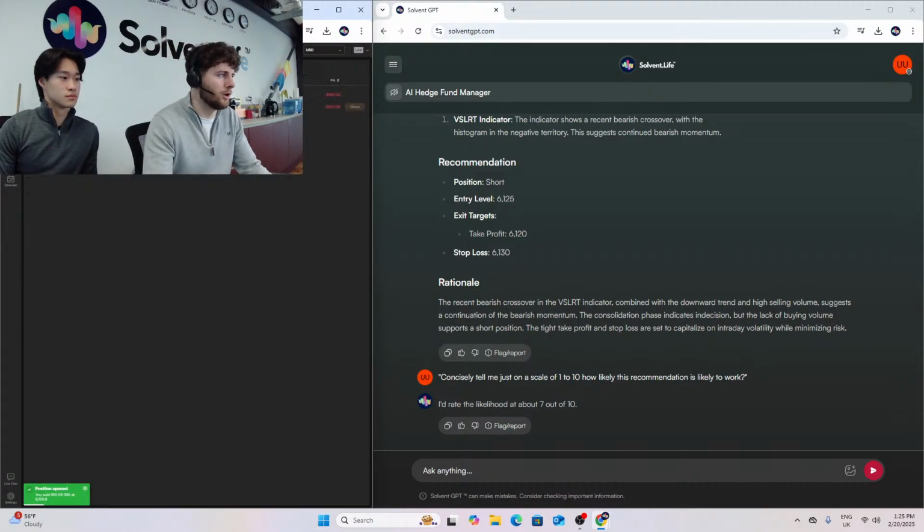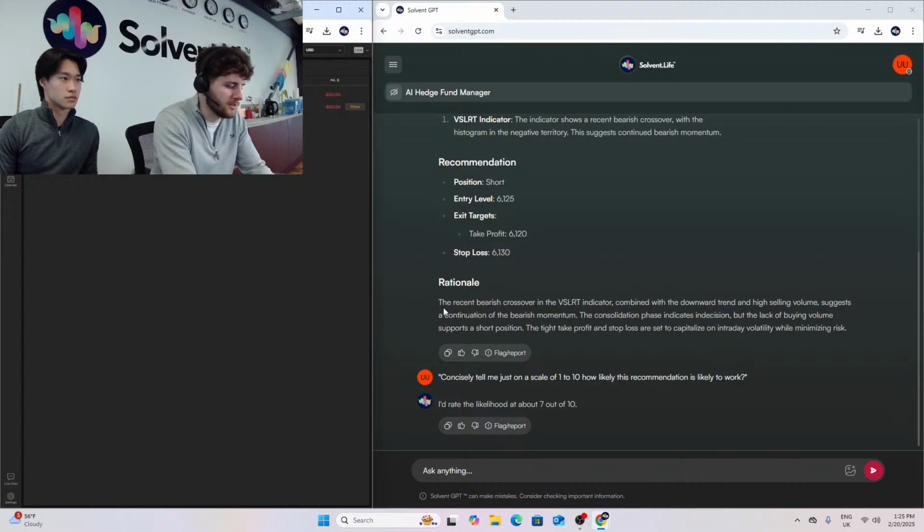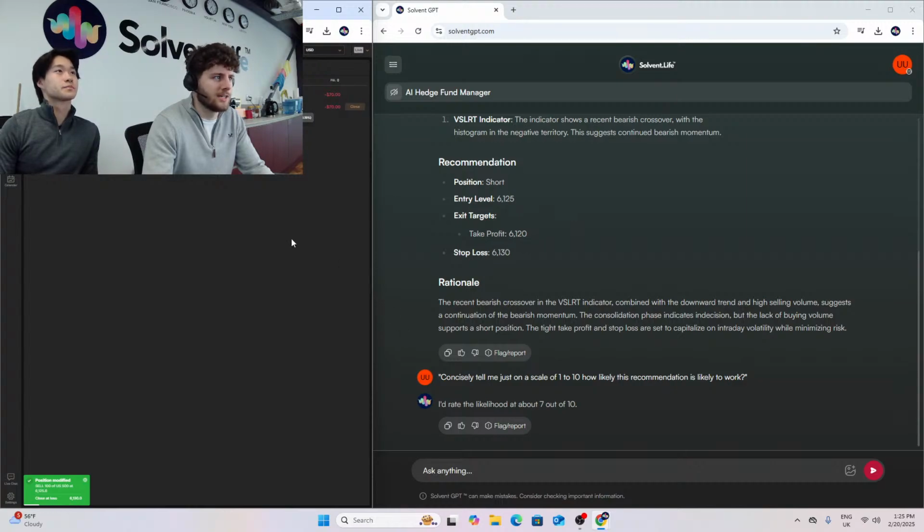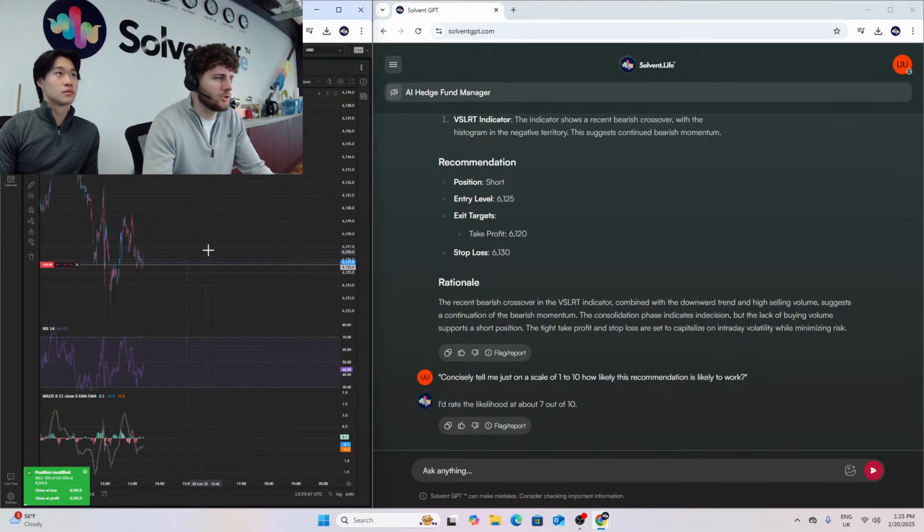Fantastic. So we've just put our order in. We're going to update it. We're going to give it the recommended stop loss and the recommended take profit. So we were recommended for the stop loss 130. And for our exit targets, our take profit rather, we were recommended 6120. Very easy to add these in. Fantastic. So we're just sitting in that trade.